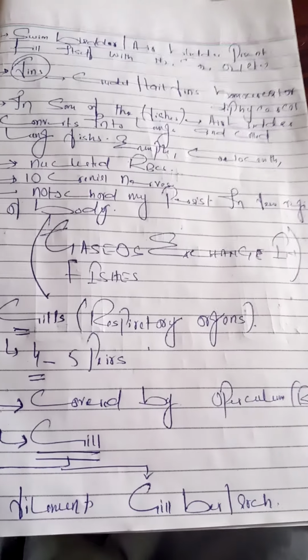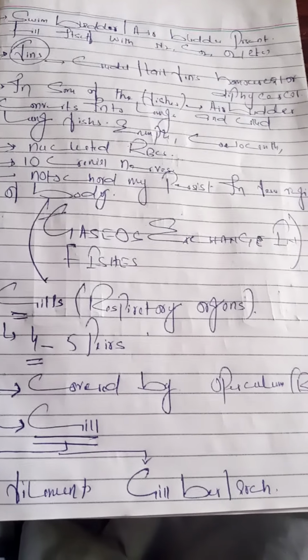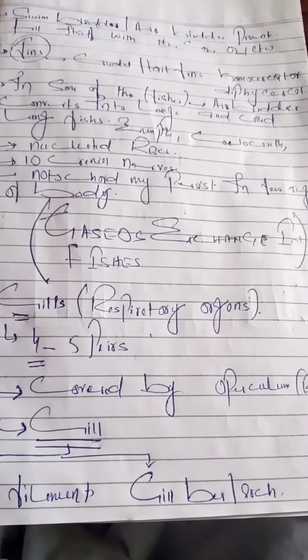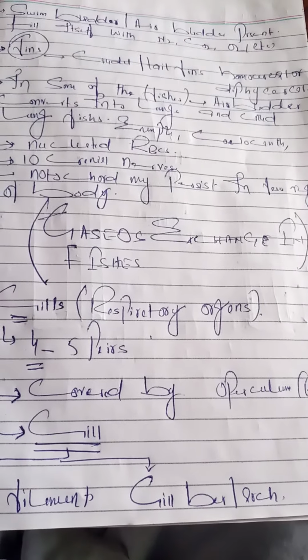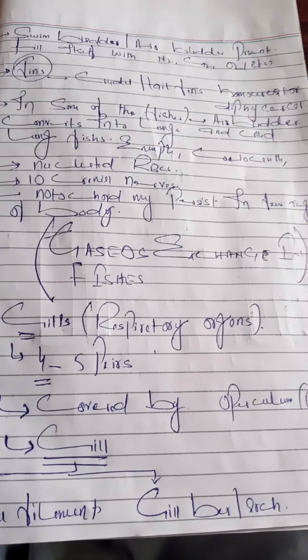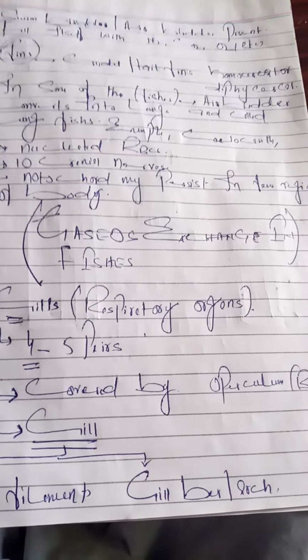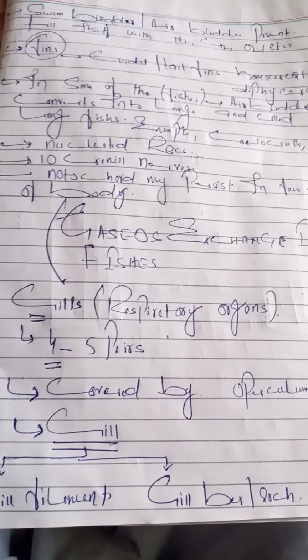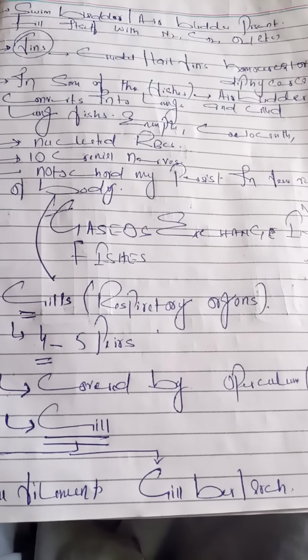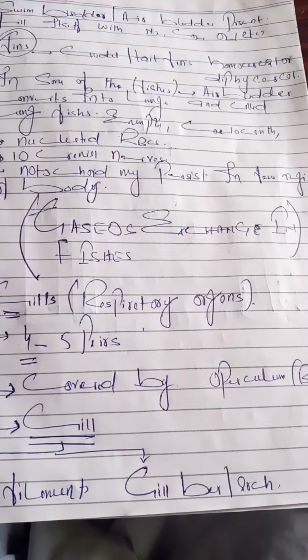So now we'll discuss gas exchange in fishes. What is gas exchange? Gas exchange is a process in which there is inhalation of air that contains a higher concentration of oxygen and a lower concentration of carbon dioxide, and exhalation of gas which contains a higher concentration of carbon dioxide and a lower concentration of oxygen. This is gas exchange.